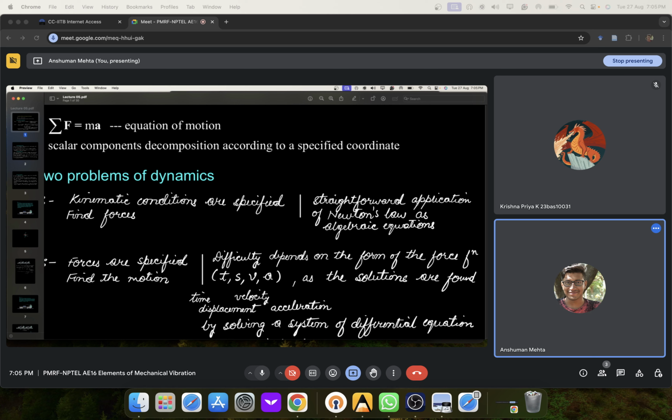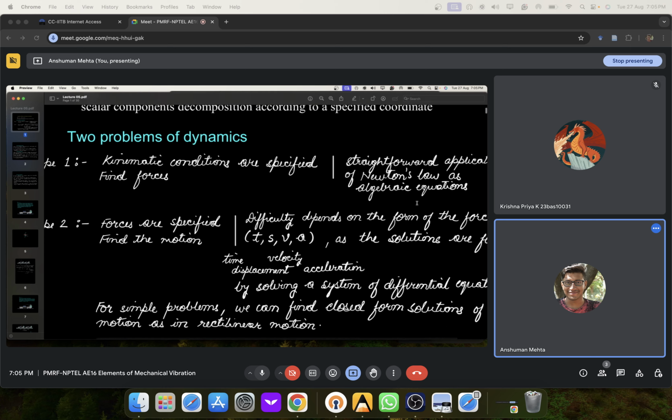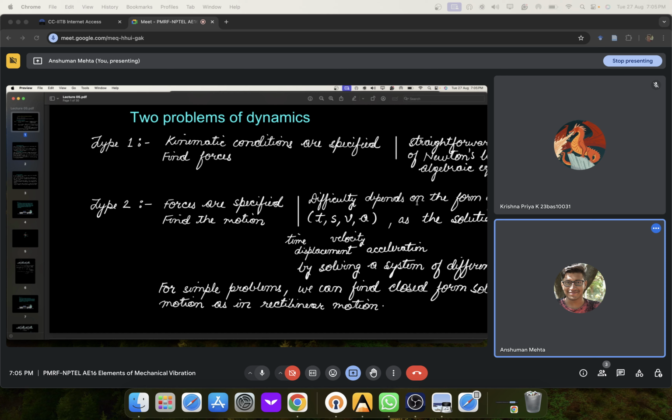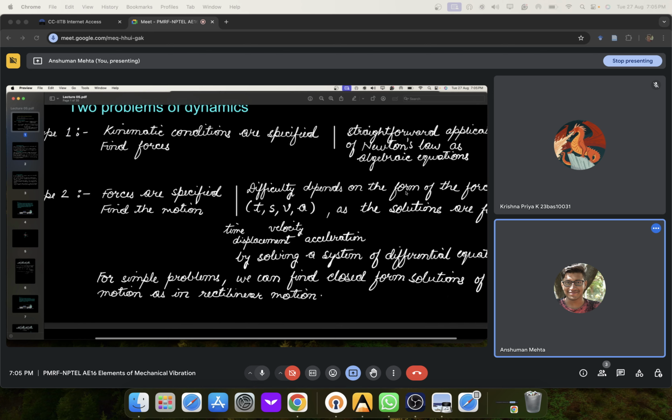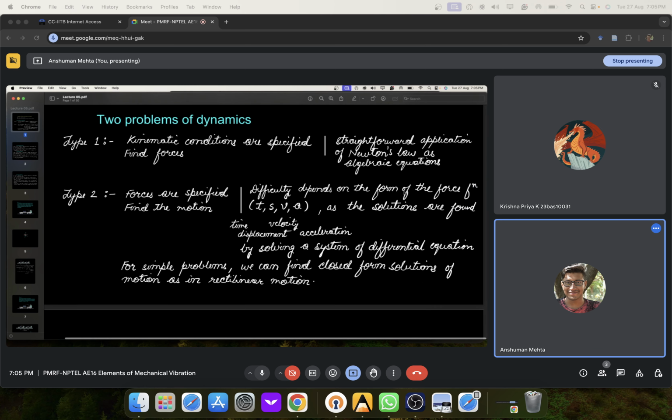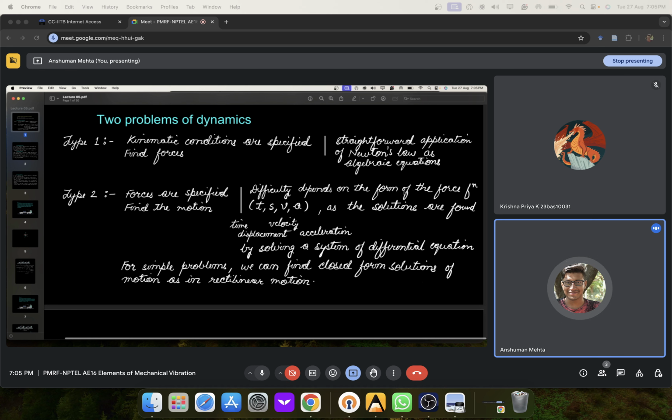The another type is where forces are specified and we have to find the motion. So in this, what happens? Difficulty depends on the form of the force function.